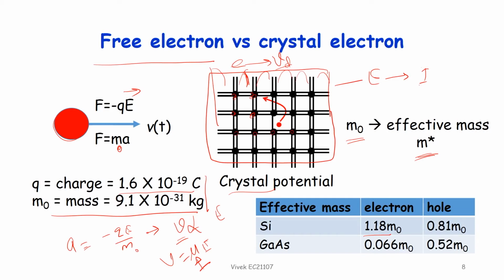The hole mass is less, 0.81 m naught. Similarly for gallium arsenide, the electron mass is very small. You see it's 0.066 m naught. So that means mobility in gallium arsenide will be much more compared to silicon, and the hole is 0.52 m naught. So this is the difference between a free electron and an electron in the crystal, because in the crystal the electron experiences a periodic potential, and that affects its mobility to respond to the external electric field.